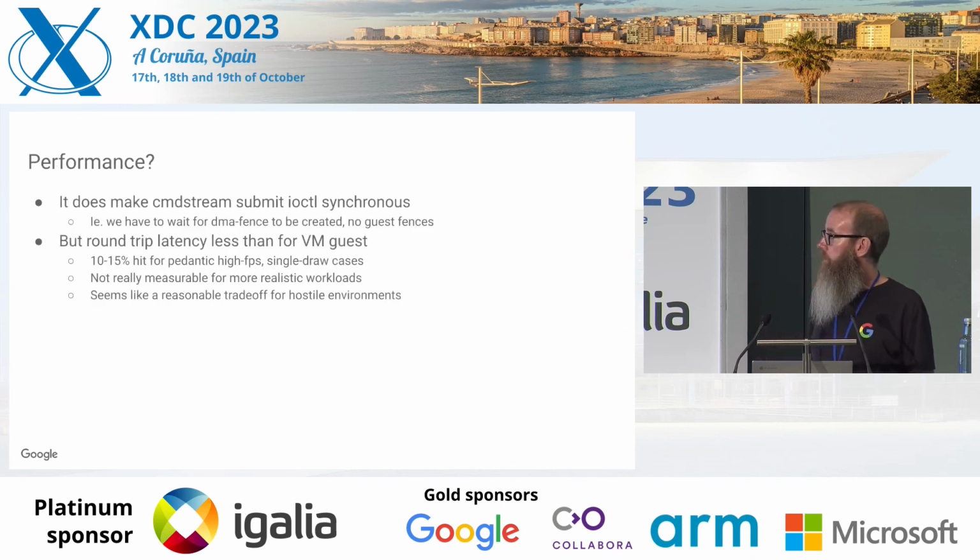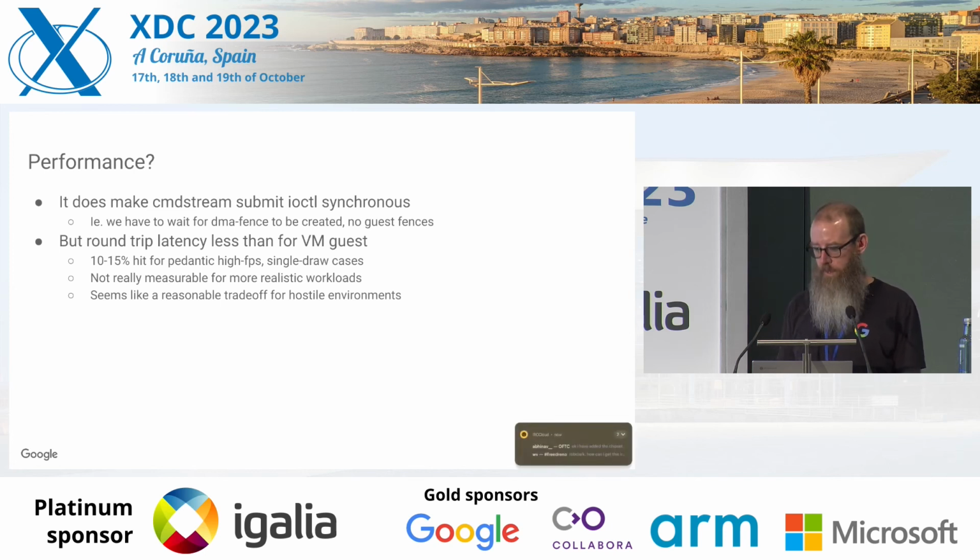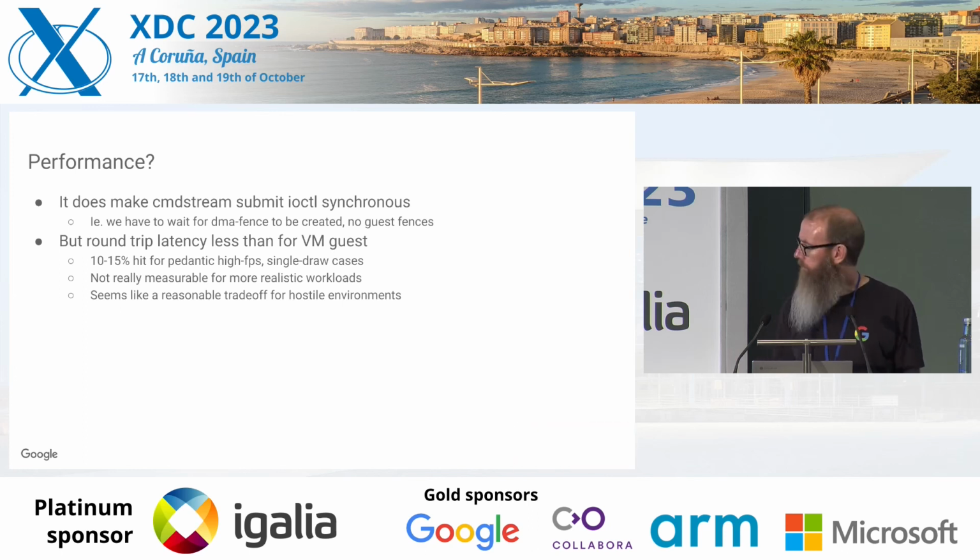So on the topic of performance, the one drawback compared to native context in a VM is it does make your command submission synchronous, i.e. you don't have guest fences like you do in the VM guest, so you have to wait for a reply on the socket to get your fence FD or sync object IDs passed back. But its round trip latency is less than a guest. So in pedantic cases, like GL Mark II build, which is just a bunch of submits with a single draw each, it can be like 10-15%. That's something that's running at 5,000 FPS or so. For more realistic workloads, it's not so bad. And when you're thinking in particular about hostile environments, I think maybe it's worth the trade-off.